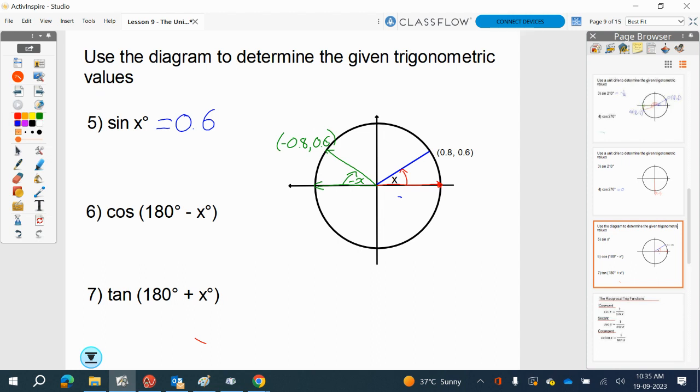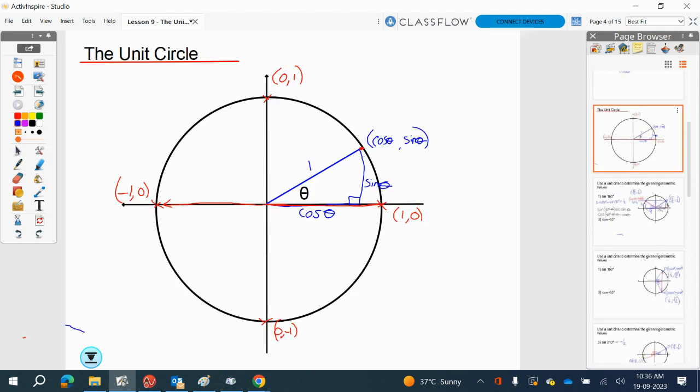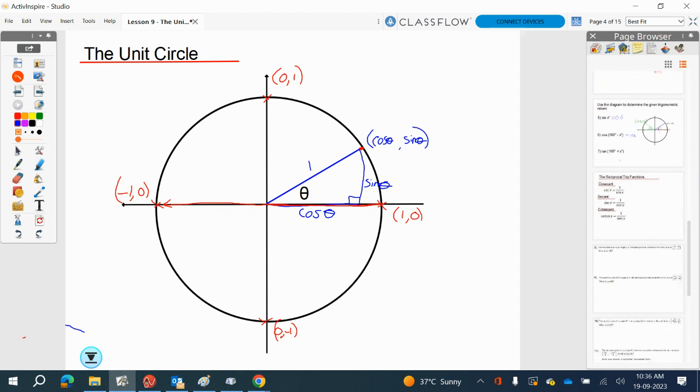What is the cosine of 180 minus x? This is negative 0.8. I thought it was the y. Cosine is always the x value. It's given in the formula. So if we go back to this formula, cosine is always the x value. Sine is always the y value. Always. Never messes around with it.